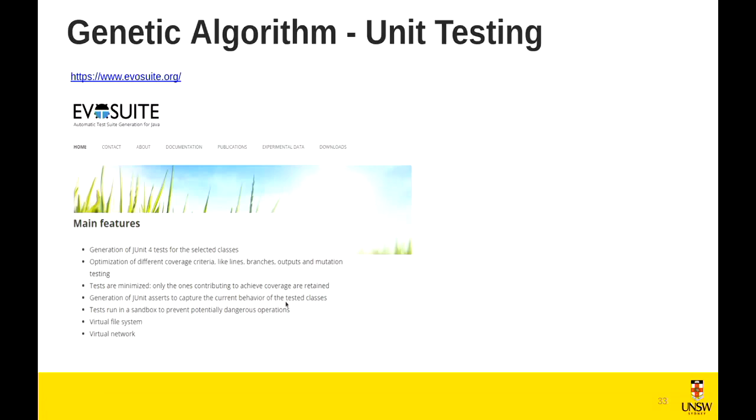Do you still remember what mutation testing is? It's different from the mutation we are doing here, right? Mutation testing is to evaluate the quality of a test suite. And you can see that this coverage criteria could be used as the fitness function. So test cases that have higher coverage will be kept in the population, and test cases which have lower coverage will be eliminated. This is for your suite. And of course, they can minimize the tests by retaining those that contribute to achieving coverage.